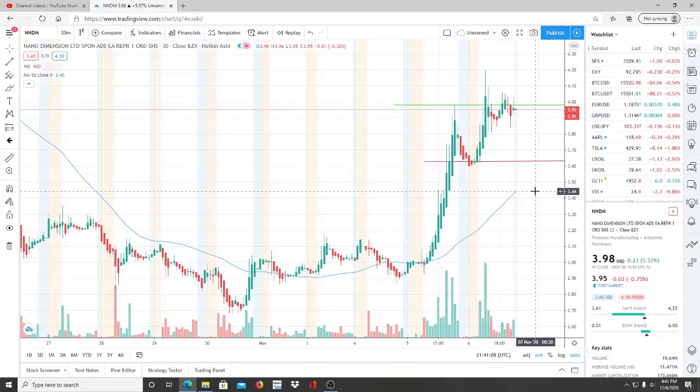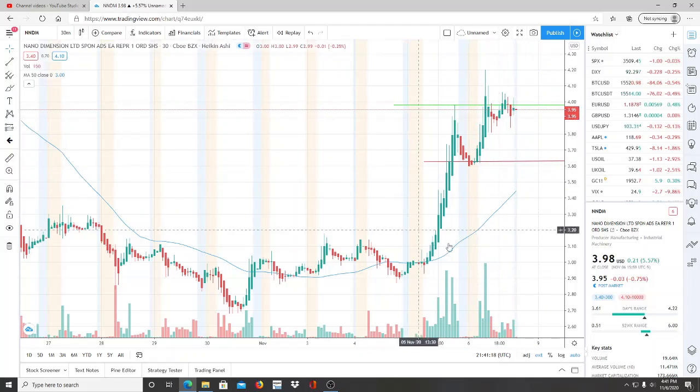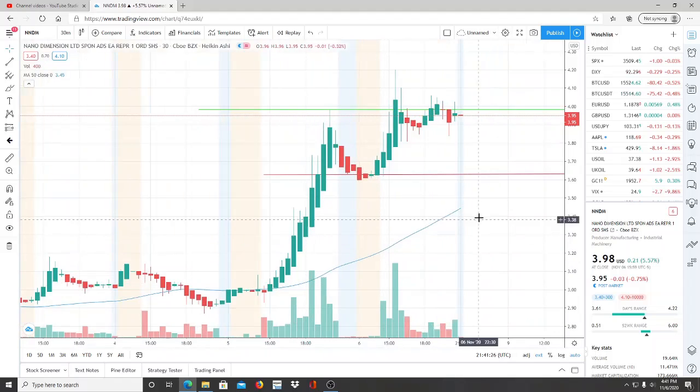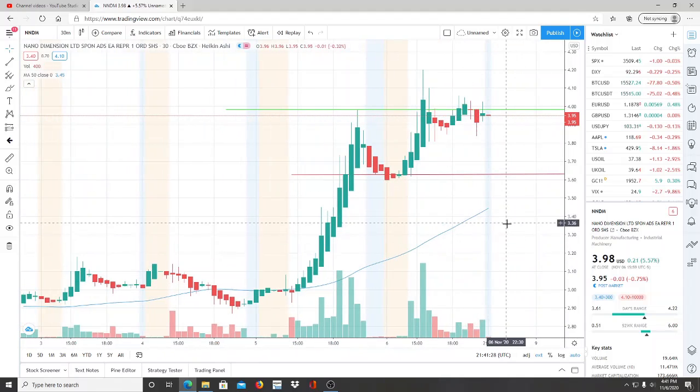Now, the 50-day moving average is $3.45. It's super important because $3.45 is what lets us know on what side of the chart we're in. So on the top of the 50-day moving average, we are in bullish territory, and below it, we are in bearish territory. It is important for the bulls to continue to pull away from it, right? So they can maintain this momentum.